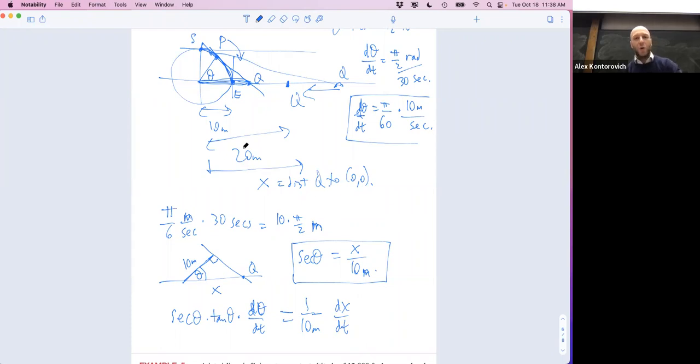Okay, so when this distance is 20, what is the secant of theta? It's hypotenuse over adjacent. Somebody said 2. Secant is 2. What is the tangent? Tangent is opposite over adjacent. What is the opposite? We have a 1, 2, root 3. Yeah, so it's 10 root 3 meters. And so the tangent is going to be root 3 over 1. Yeah, root 3. Times d theta dt. And d theta dt is this pi over 6 meters per second.